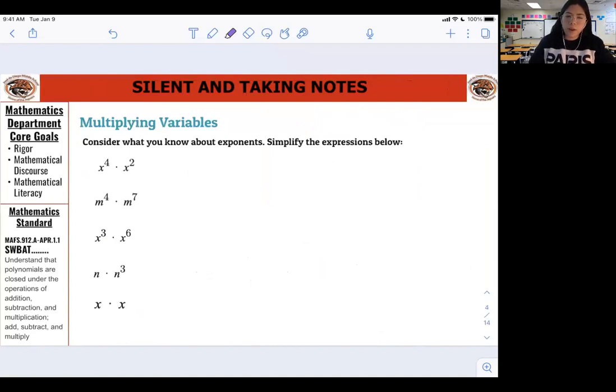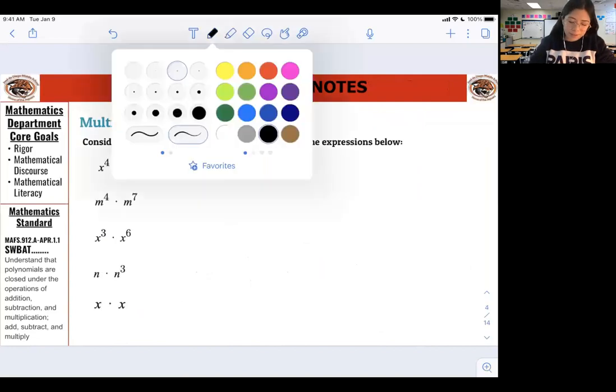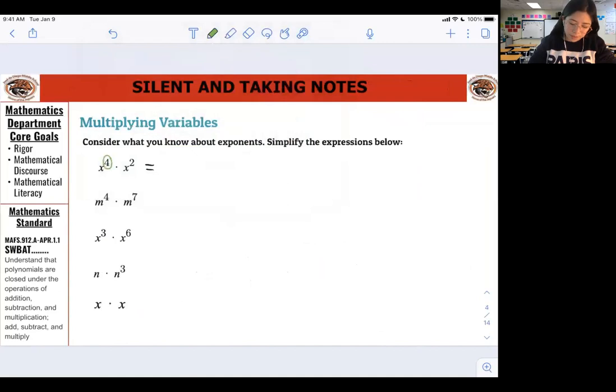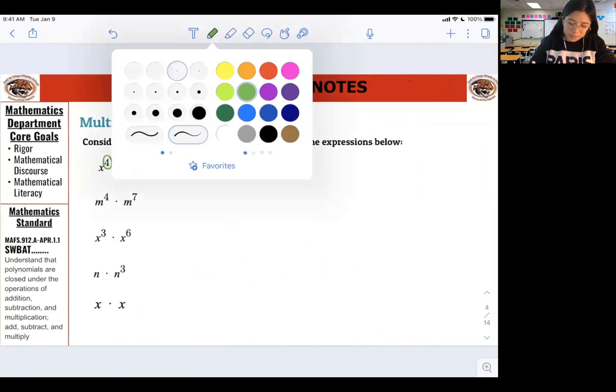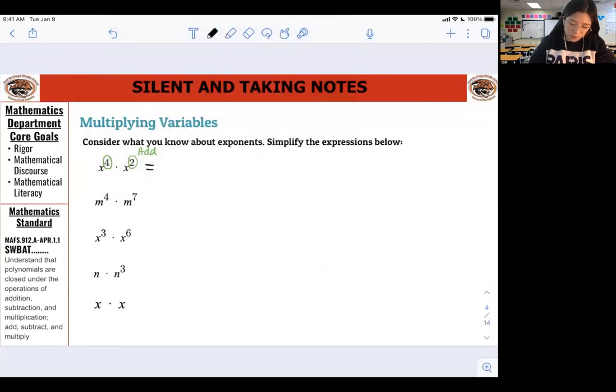How do I do this? What do I do to the exponents when I'm multiplying? You multiply them? Or no, you add them. You add them. Good. So that we learned a couple months ago, like a month ago. We're going to be adding the exponents. Pretty simple. So this would become x to the power of 6. Now go ahead, go down the line.